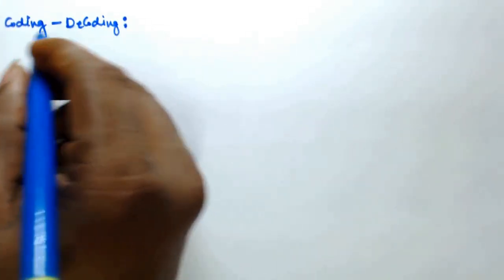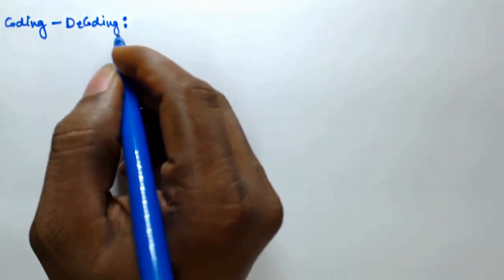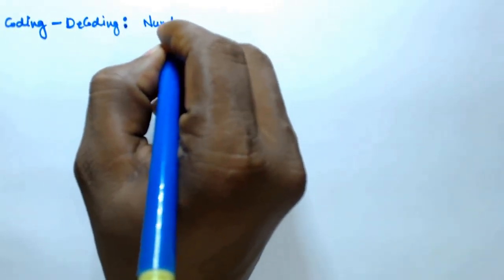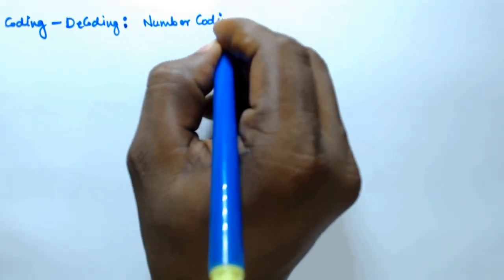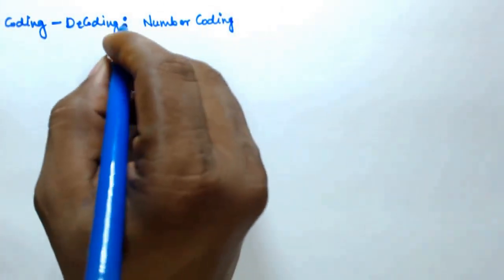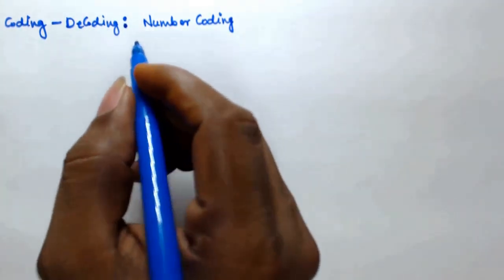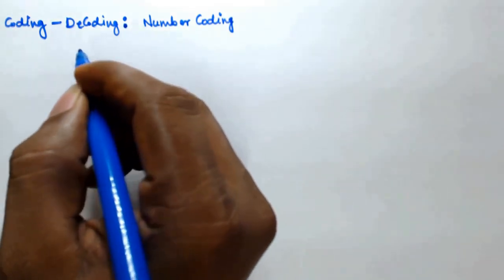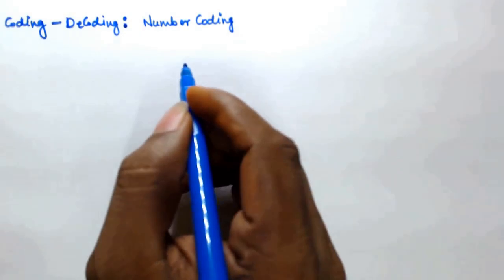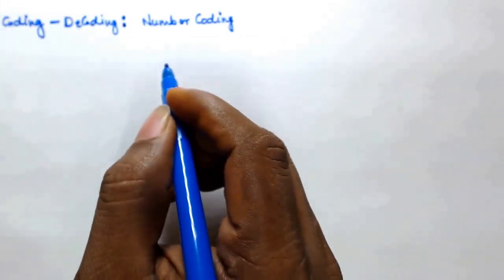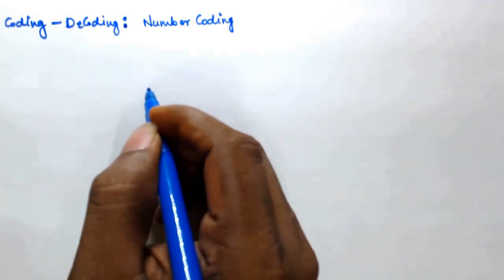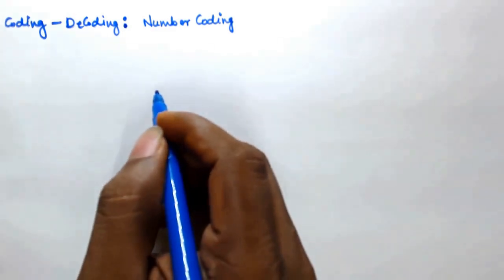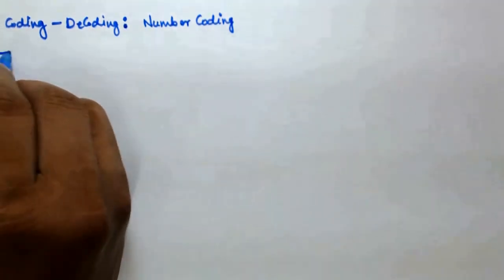So in this video, we will see another type of coding and decoding problem, which is number coding. In the previous video, we have seen letter coding, and in this video, we will see number coding. In number coding, each alphabet in the given word is assigned a specific number, and then another word is given, and we need to find the number coding for that given word.